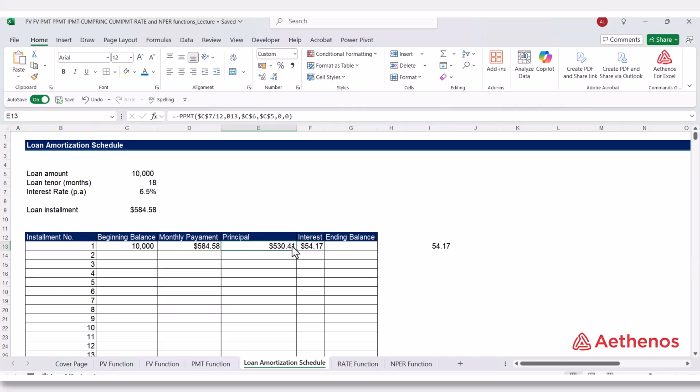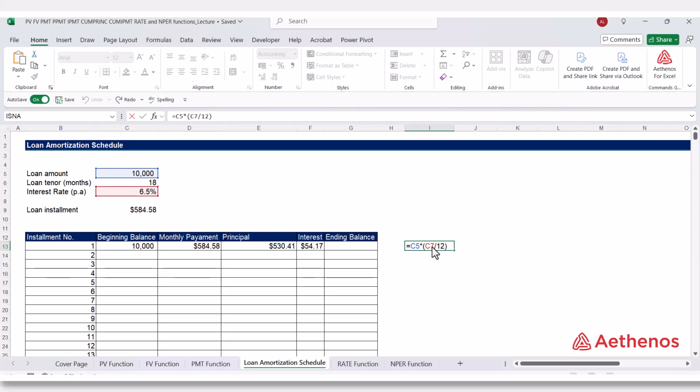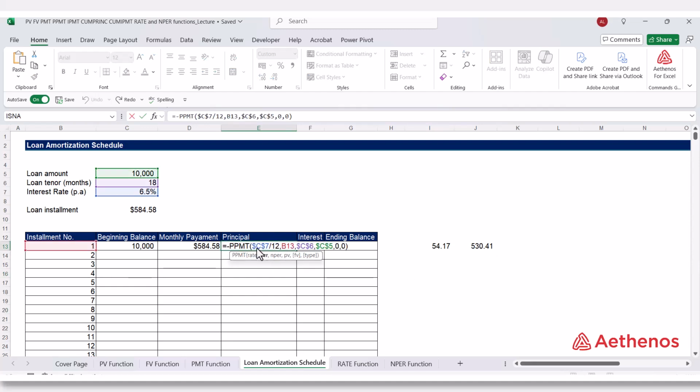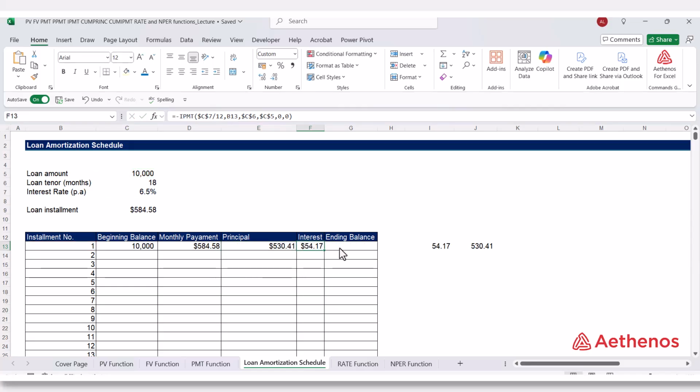If I didn't know the PPMT function and the IPMT, I can still calculate the interest using first principles like this. And to get the capital or the principal, I can reduce from the monthly payment the interest that I calculated over here. So I get 530.41. That is the principal or the capital. So it's much easier because we have the functions ready-made. We can use principal payment and IPMT to calculate.